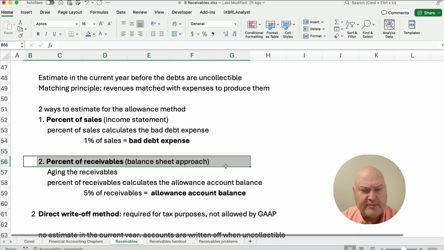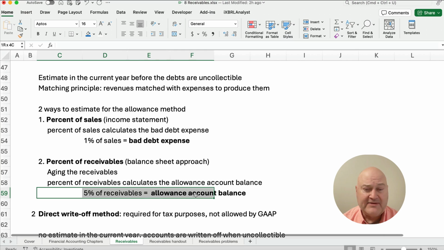And so if we take a percent of receivables, maybe 5% of receivables, then that gives us what's called the allowance account balance. Now, remember, we're estimating people that may not pay or companies that can't pay in the future. We're not writing off any accounts right now. In the year we make the sale, we wait. We know that in the future, there's going to be accounts that need to be written off.